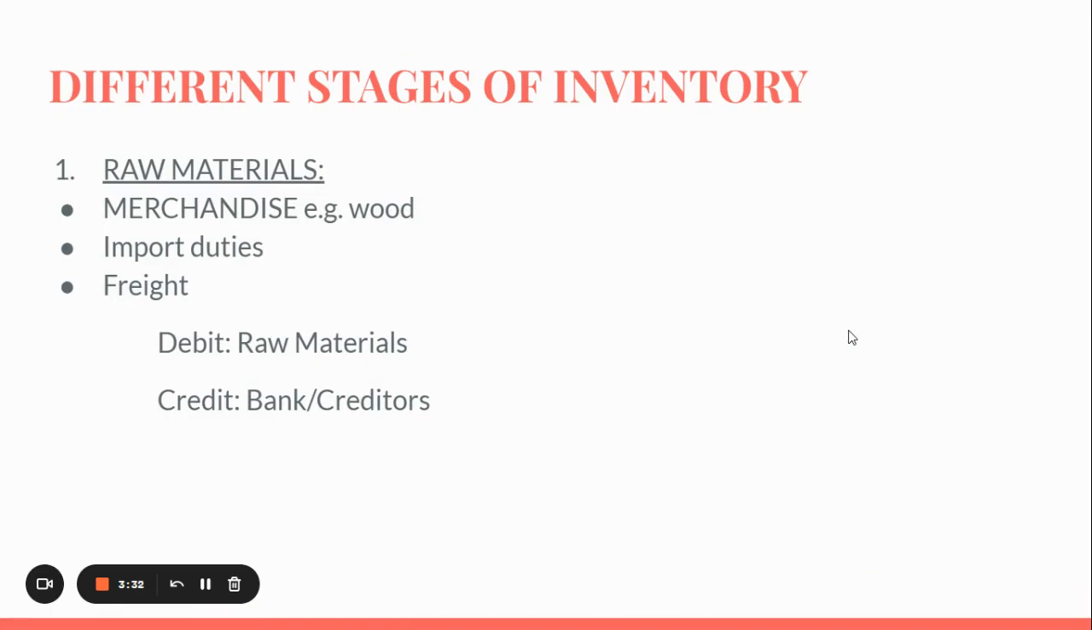So the first stage of inventory we're going to be dealing with is our raw materials. This is when we get the goods from the farms, like for example, wood. If we are going to be making tables, we need to go get the wood from the wood farm. But then just accounting for the expenses of the wood only is not enough. You have to account for import duties. You have to account for freight, and once you've accounted for all of this, you're going to get a total amount which your raw materials have cost you. And you are going to debit this while you credit your bank if you bought them cash, or you credit your creditors if you bought them on credit.